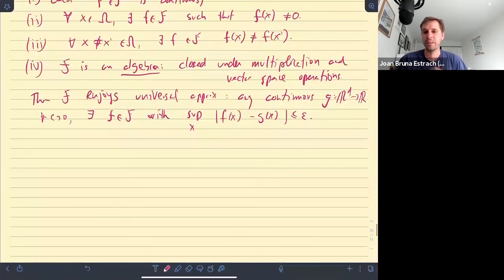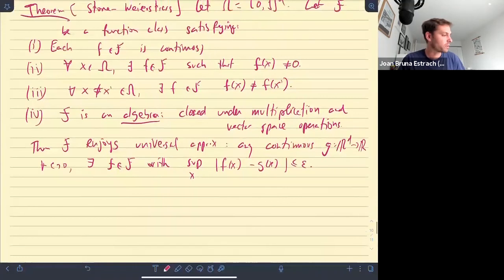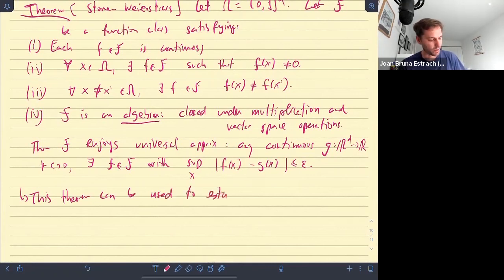So this, in a sense, is what was done. Most of the effort in the 80s and 90s to establish these universal approximation theorems was really through this Stone-Weierstrass theorem. In other words, this theorem can be used to establish this universal approximation theorem for our model with general choices of sigma.